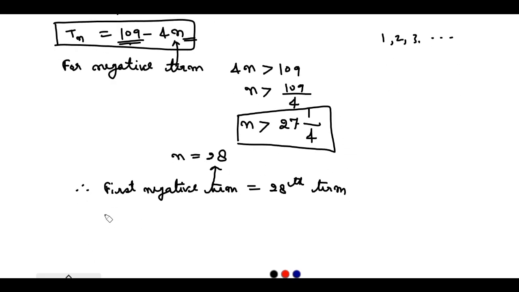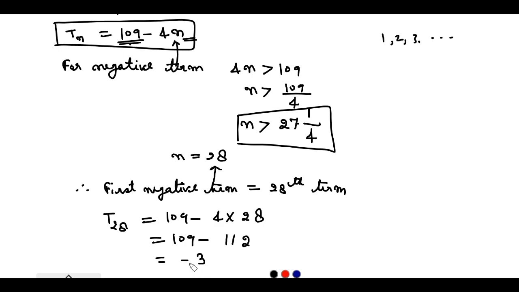And if you have to find this term, then the 28th will be 109 minus 4n. और n के प्लेस पर हमें पुट करना है 28. This is minus 3. Look, this is negative.